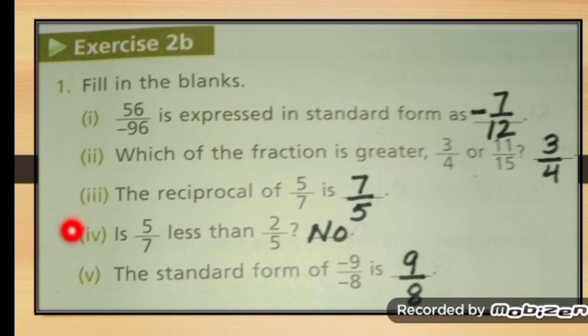In the last statement, again we have to find out the standard form. The standard form of minus 9 by minus 8 is, here minus minus will be cancelled and the denominator will be positive. 9 by 8 is already in lowest form, so the standard form of minus 9 by minus 8 is 9 by 8. So this was our exercise 2b.